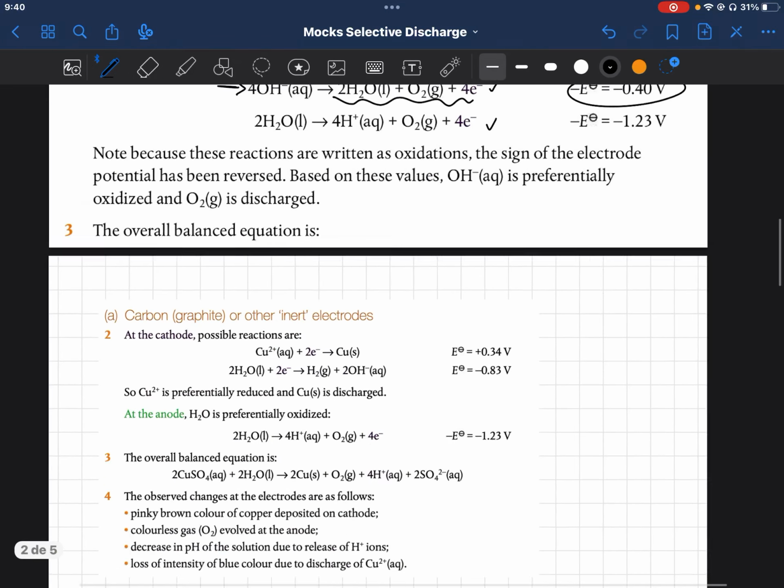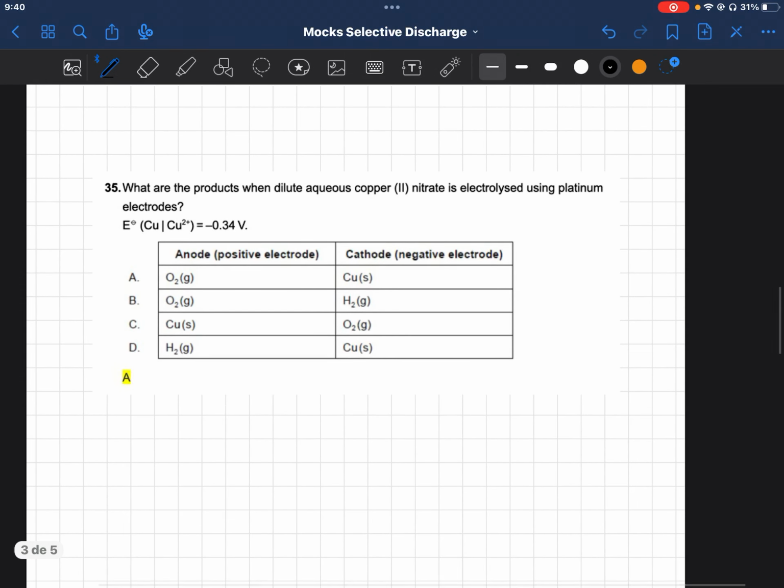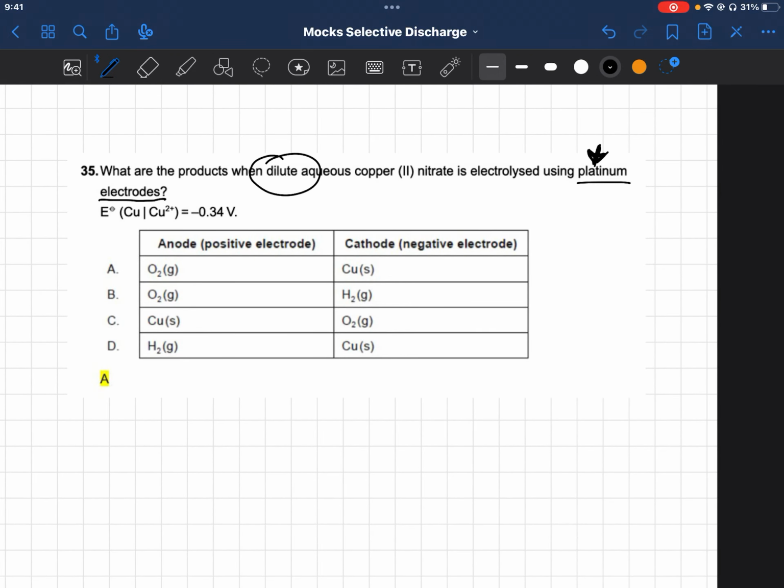All right, so you had two examples of this in your mock exam. The first one was looking at dilute aqueous copper(II) nitrate electrolyzed using platinum electrodes. We talked about a couple situations when we talked about selective discharge. We talked about the effect of concentration. We also talked about the effect of the type of electrode. Now, I think this was kind of unintentionally, or maybe intentionally on the IB's part, I don't know, obscure. This was one of those problems that some teachers complained about, but such is life, I guess.